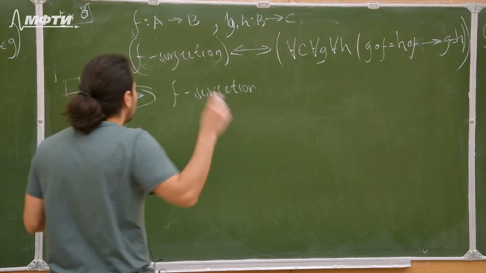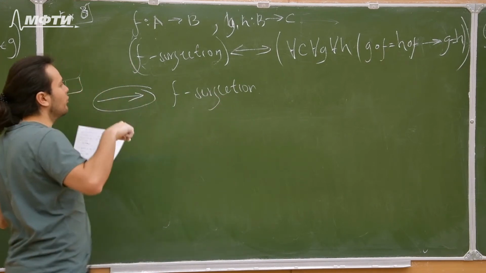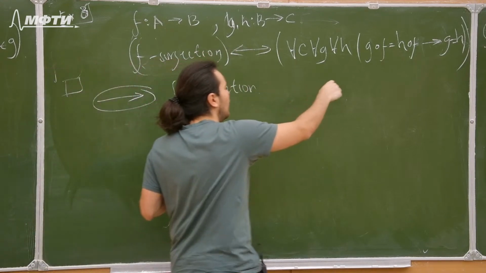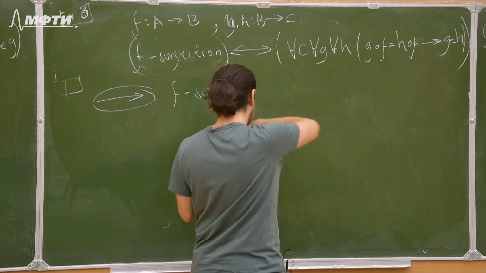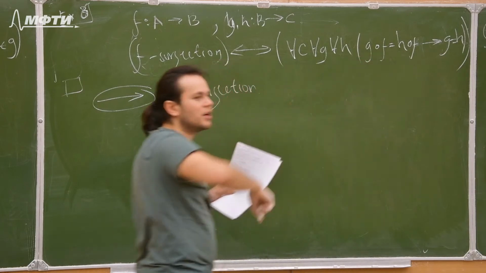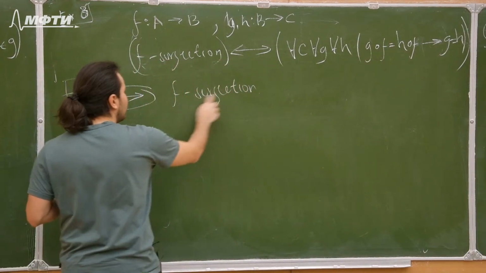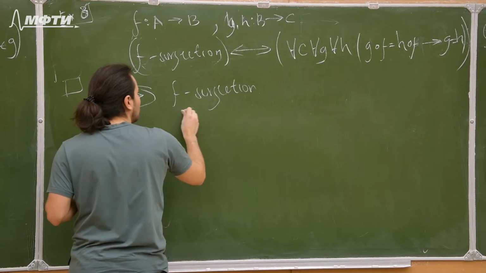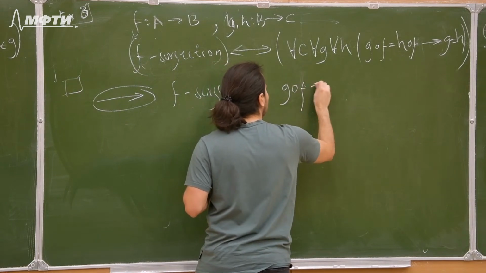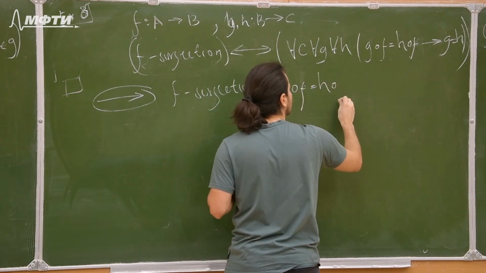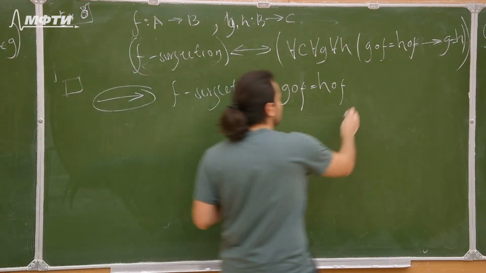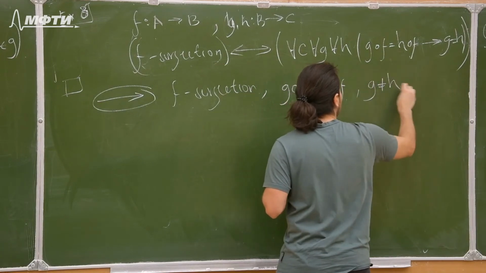So let's prove this direction. Let's assume that f is surjective, and let's assume that this holds, but that G and H are not equal. So let's assume that f is a surjection and that G composition F is equal to H composition F. And let's assume that G is not equal to H.